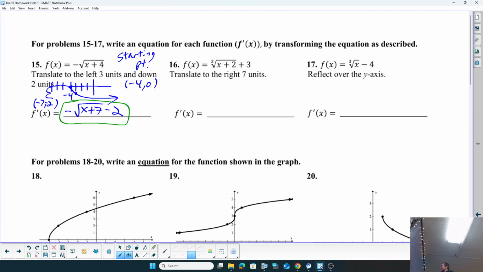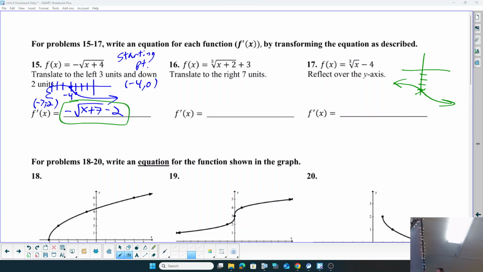Translate it to the right 7 units. And then number 17 says reflect over the y-axis. Do you remember how to reflect it over the y-axis? No. Interesting. Right now it's going down at -4, and it's going down 1 and up 1 for the cube root. So to reflect it over the y-axis, I think we're just going to flip it like that. So we just want it to look like that.